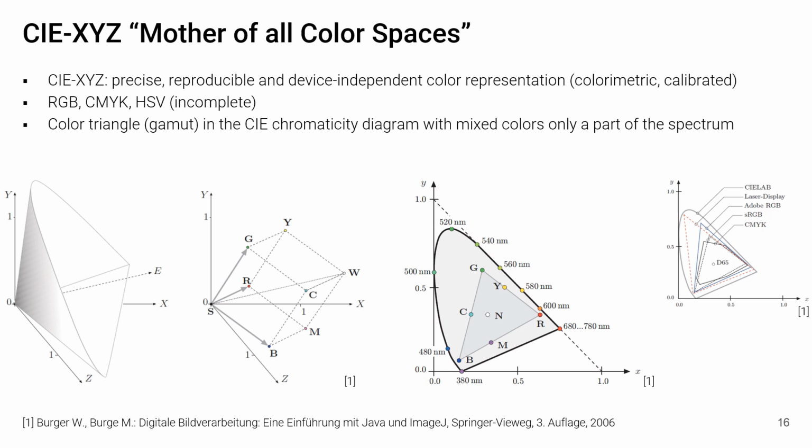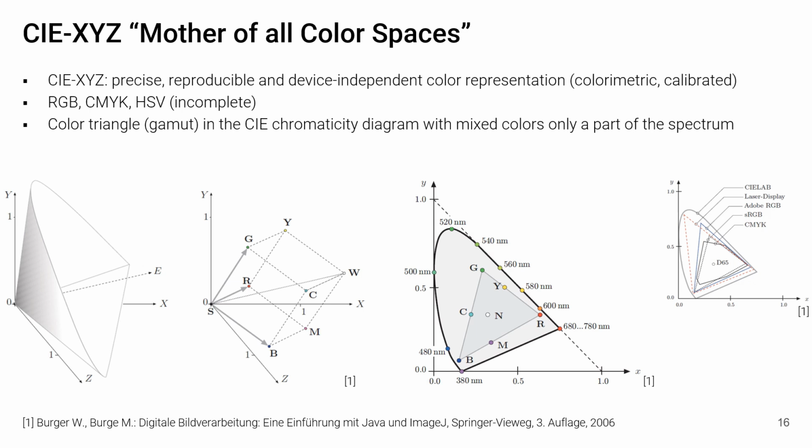With the CIE-XYZ, we have become acquainted with the mother of all color spaces, which is the basis of practically all current colorimetric color spaces. We were also able to argue that although RGB, CMYK, and HSV are simple color space representations, we understood that they cannot represent all colors and are therefore incomplete.